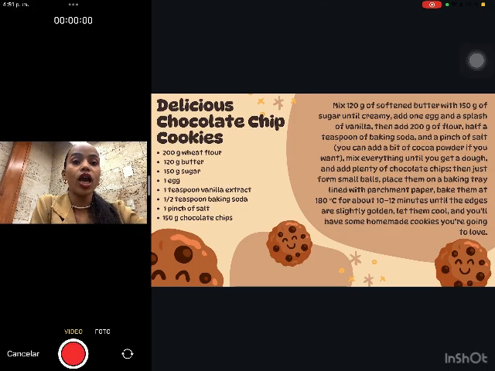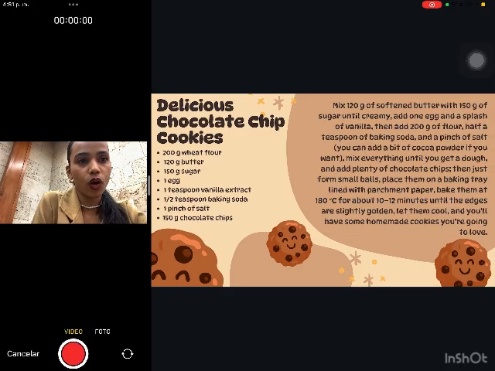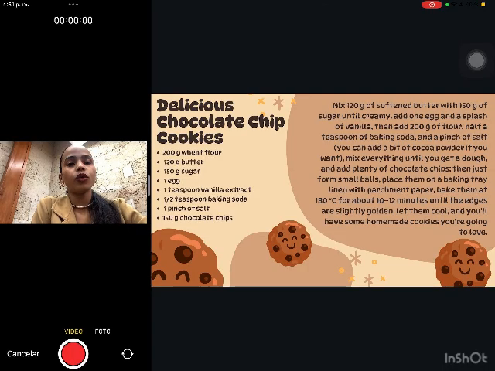Well, now I am going to make delicious chocolate chip cookies. The ingredients are 200 g of wheat flour, 120 g of butter, 160 g of sugar, 1 egg, 1 teaspoon of vanilla extract, 1/2 teaspoon of baking soda, 1 pinch of salt, and 160 g of chocolate chips.